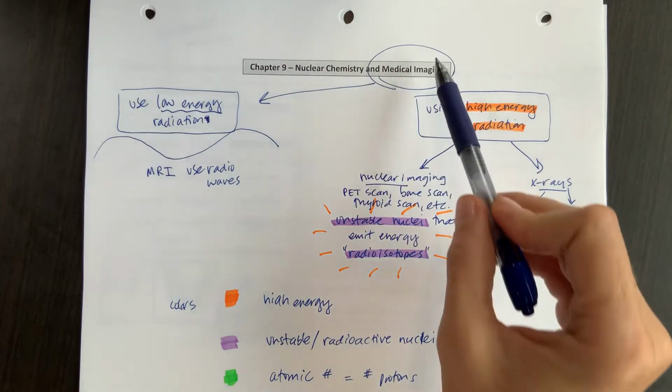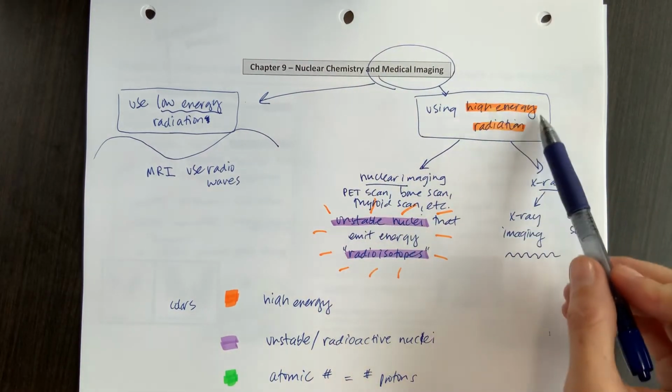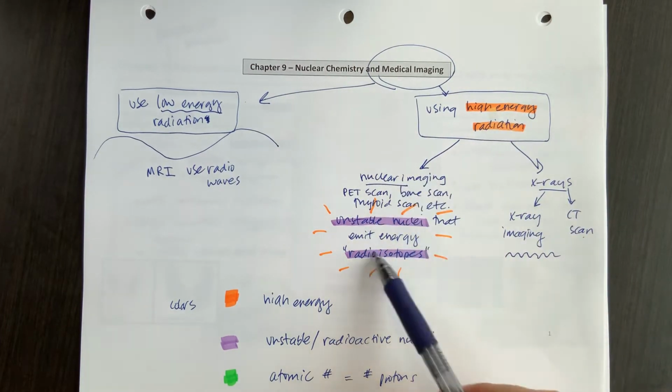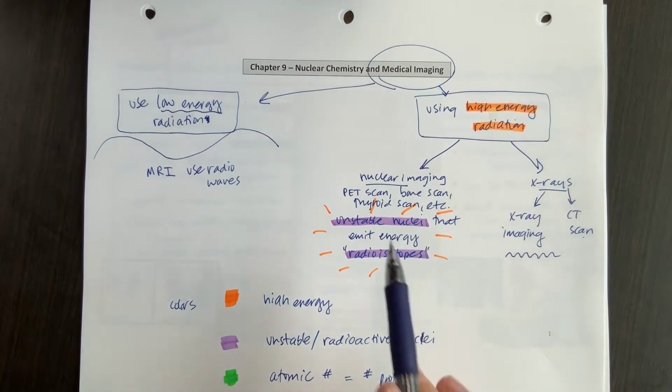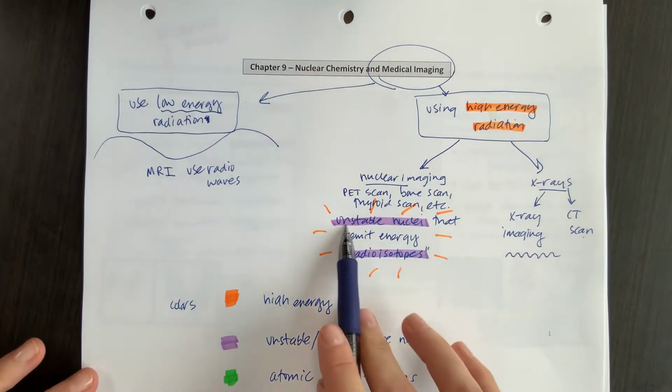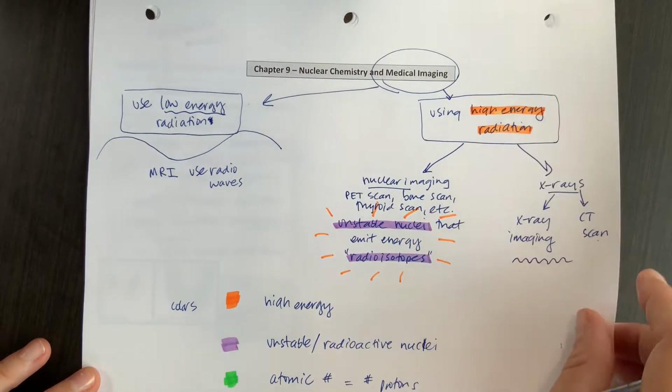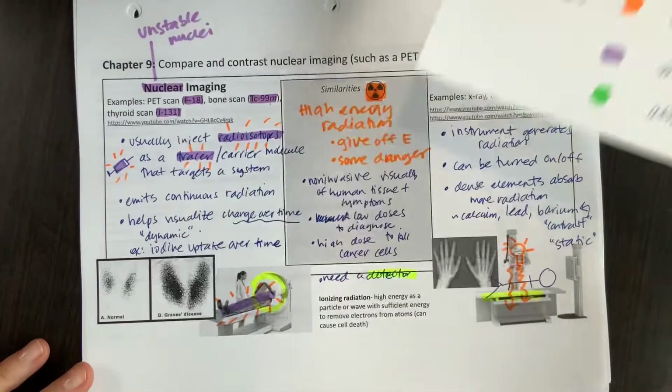We've been talking about medical imaging and using high energy, and then specifically this nuclear imaging where we have these unstable nuclei. We've talked about those for a couple of chapters now. So what does that mean? We're going to look at some actual chemical reactions now to say, what does it mean that it's unstable? Okay, so we're focusing on nuclear imaging.